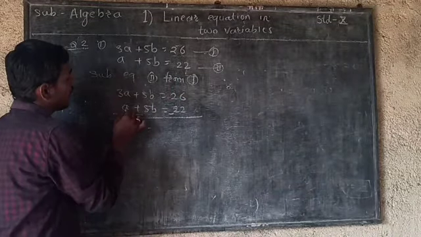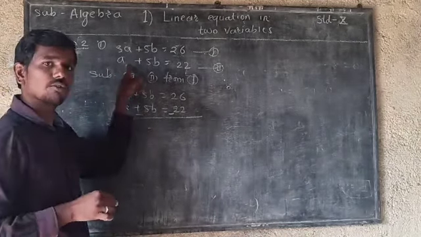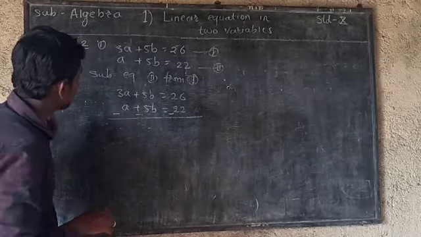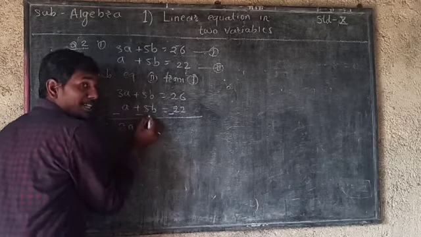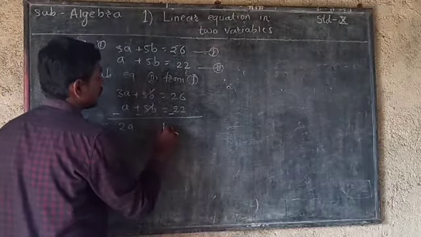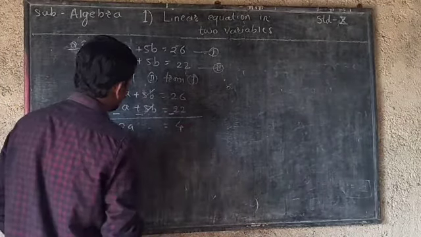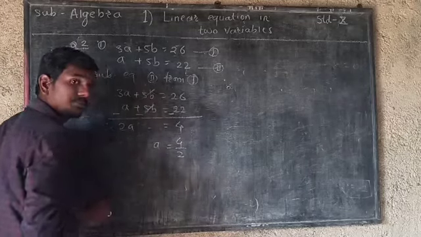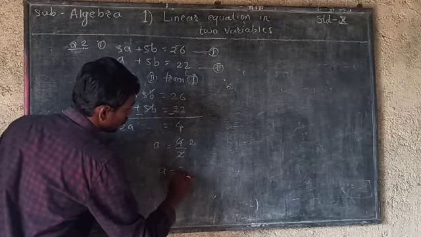So 3a and a. Now this a is actually a positive a from the question, but now it is negative. So 3a minus a will become 2a, right? Now this is negative and this is positive, so we can cancel it, right? So 2a is equal to 26 minus 22, that will become 4. So can I write a is equal to 4 upon 2, right? So 2 ones are 2, 2 twos are 4. a is equal to 2.